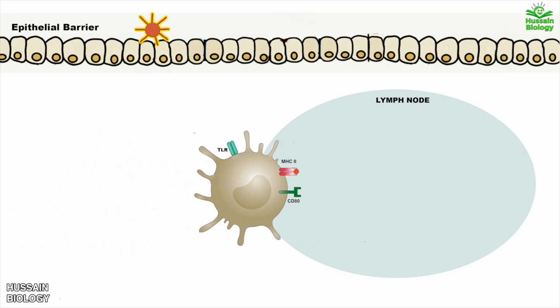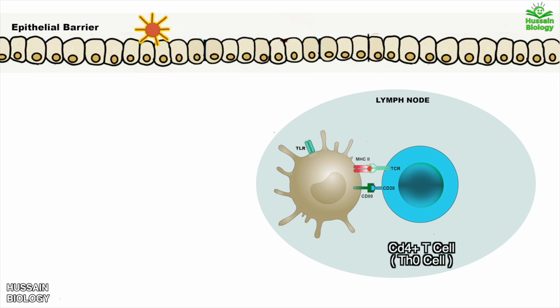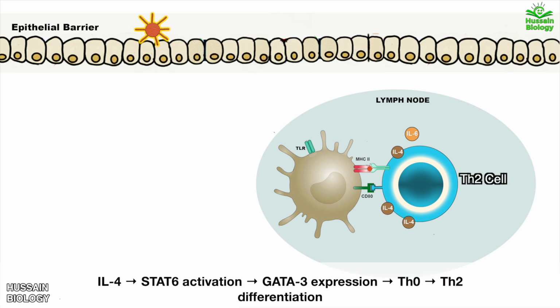After that, the dendritic cell migrates to the lymph node as shown in the animation. Then this mature dendritic cell presents the allergen to the CD4 plus T cell, that's the Th0 cell. Interaction occurs as shown in the diagram. The TCR of the T cell interacts with MHC II and CD4 with CD28. Due to this interaction, cytokines are released, particularly IL-4. But we see some other cytokines also, like IL-6 and IL-10. But IL-4 is important here because it polarizes the T cells and differentiates the Th0 cell into a Th2 cell.